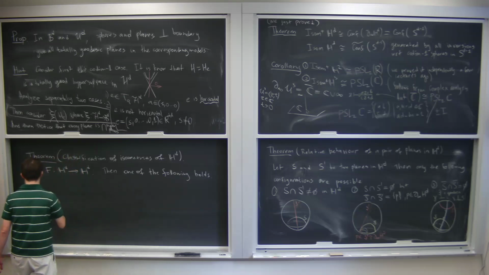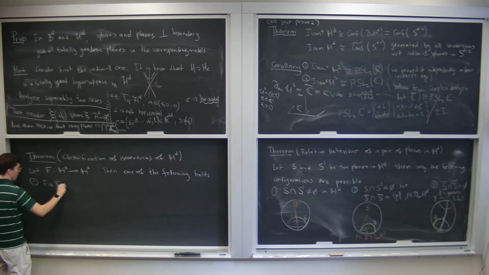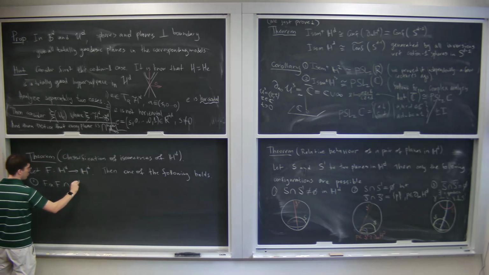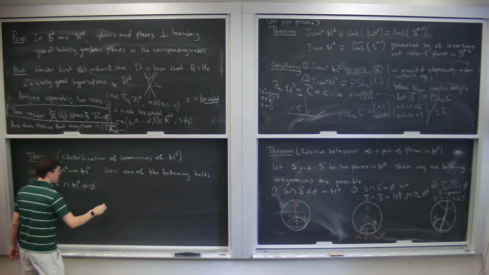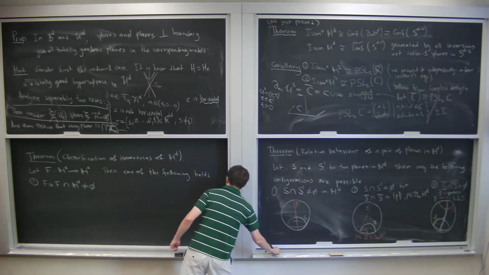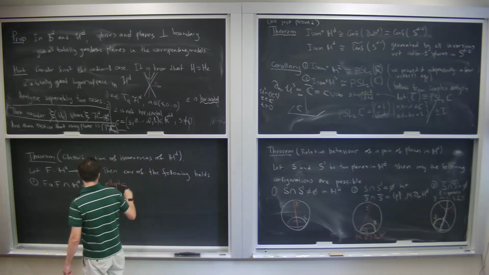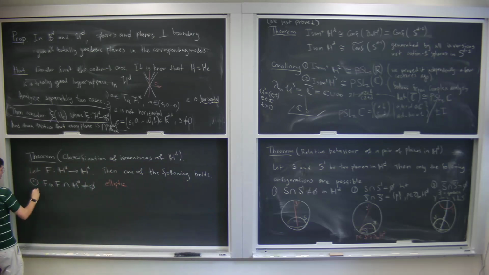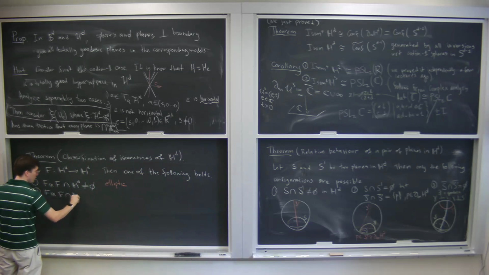The first is that the fixed point set of F in HD is not empty. And these are called elliptic isometries.